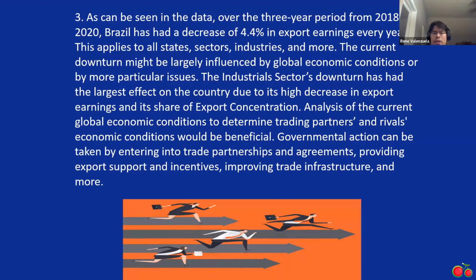So analysis of the current global economic conditions to determine trading partners and rivals economic conditions would be beneficial. And governmental action can be taken by entering into trade partnerships and agreements, providing export support and incentives, and improving trade infrastructure, and several more options as well.